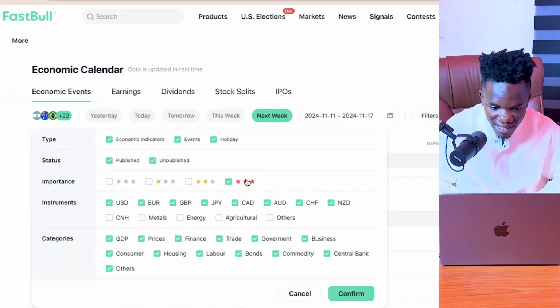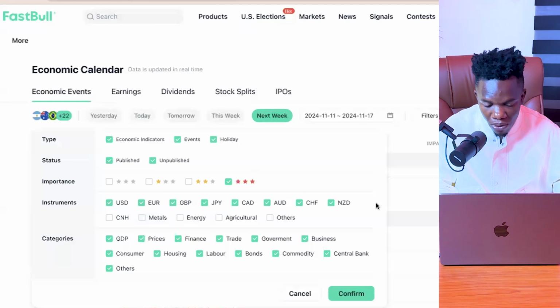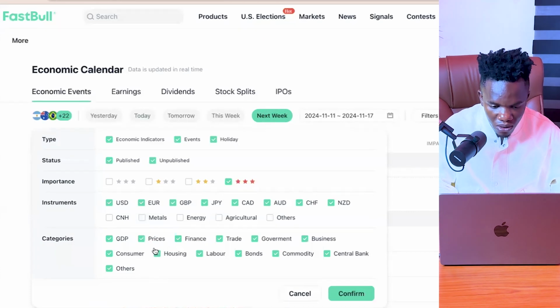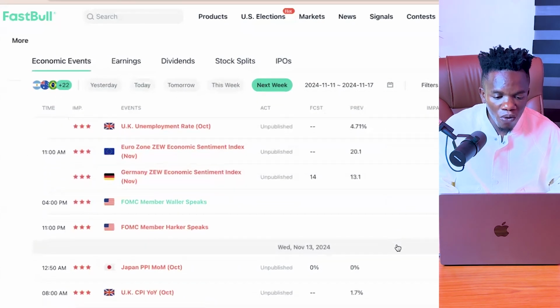That is these red stars you are seeing here, and I'm interested mainly in the currency pairs that I want to trade. But if you want to extend your currency pairs, you can just tick other pairs right here, and then click confirm, and then it will be applied on your chart. Then take note of all the data releases.